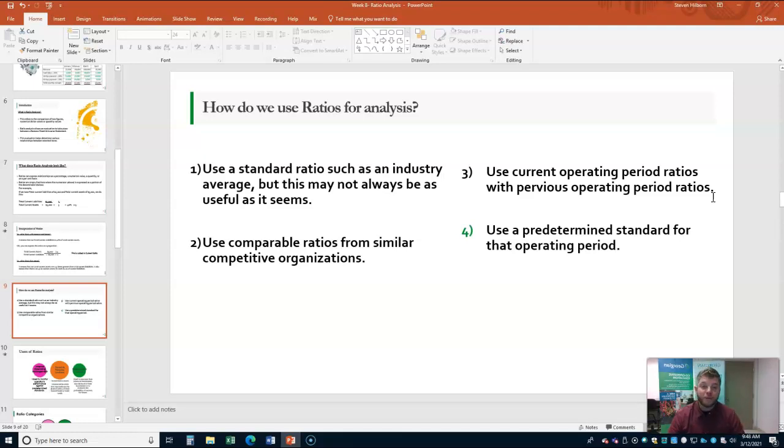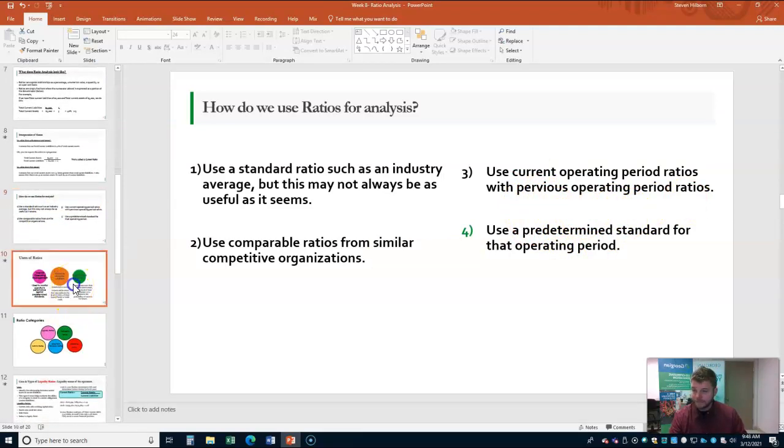And then come February, it was 2.2. And then March, it was 2.1. And then in April, it was 1.8. And now you can see the trend that we are slowly losing some of our current assets, or we are increasing our current liabilities. So we're either not as liquid as we once were, or we're increasing our debt too much. We can also use a predetermined standard for that operating period as well.